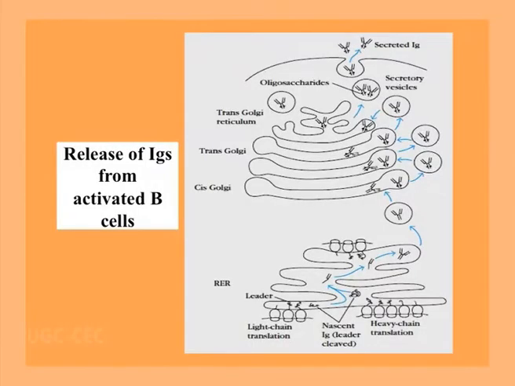From the RER, these complete immunoglobulin molecules will come out, forming vesicles. They will come out from the rough endoplasmic reticulum and fuse with the Golgi apparatus, and from the Golgi through secretory vesicles they will be secreted outside.